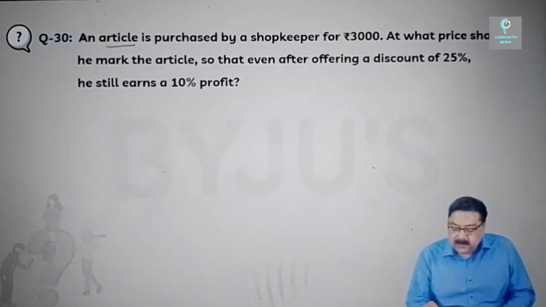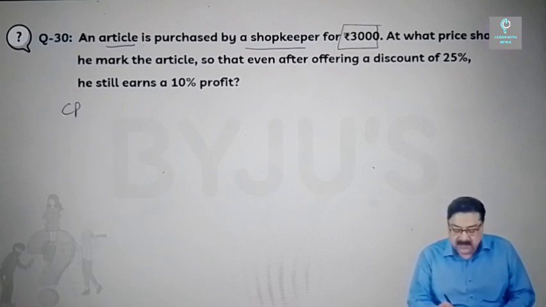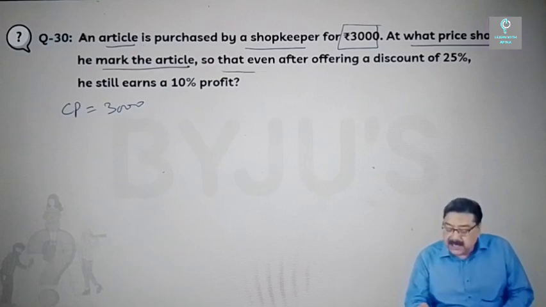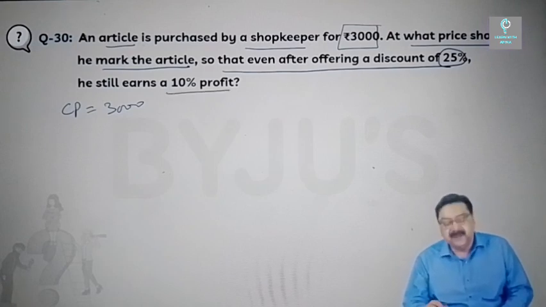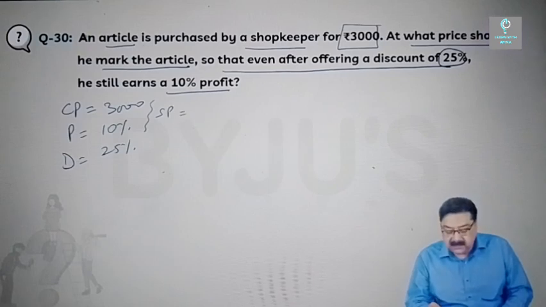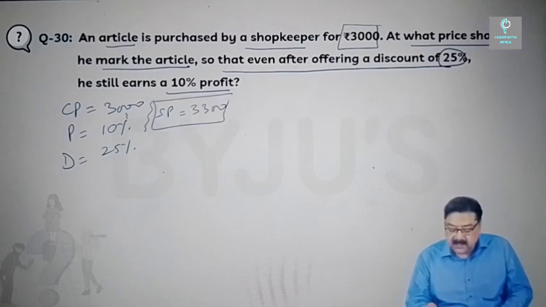Now an article is purchased by a shopkeeper for rupees 3000. So cost price is given to us as 3000. At what price should he mark the article so that even after offering a discount of 25%, he still earns a 10% profit? So profit to be earned is 10%. Discount to be offered is 25%. See, from these two, you can find out the selling price. And what is selling price? Profit is 10%. So 10% of 3000 is 300. So the selling price must be 3300.